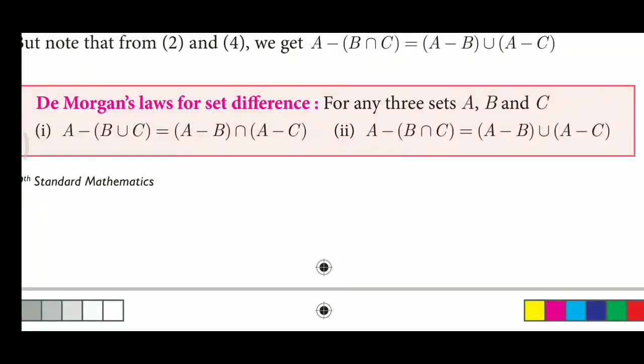Next we are going to see De Morgan's laws for set difference. For any three sets A, B and C, first we have A minus (B union C) is equal to (A minus B) intersection (A minus C). In this, on the left hand side we have union, and on the right hand side we have intersection. For the second one, we have A minus (B intersection C) is equal to (A minus B) union (A minus C). So you have to learn these two by heart.